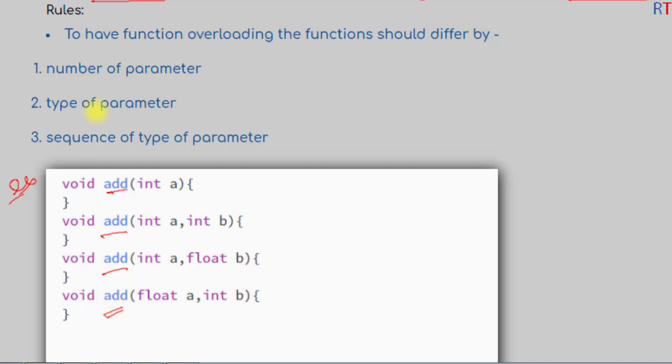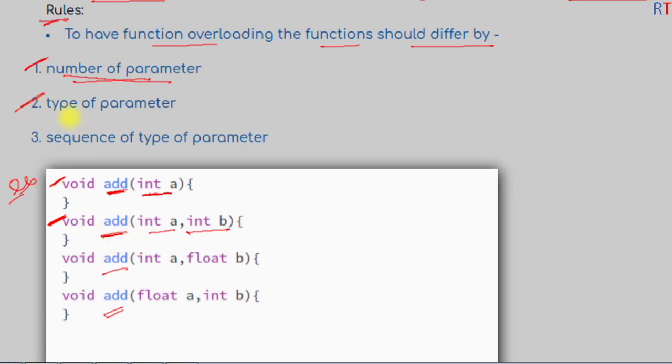Now there are some rules we need to follow to have function overloading in our program. To have function overloading, the functions should differ by the number of parameters. For example, the first add function has one parameter. Now we can overload the add function by changing the number of parameters. You can see the second version of the overloaded add function has two parameters. So we can change the number of parameters and overload the function in our program.